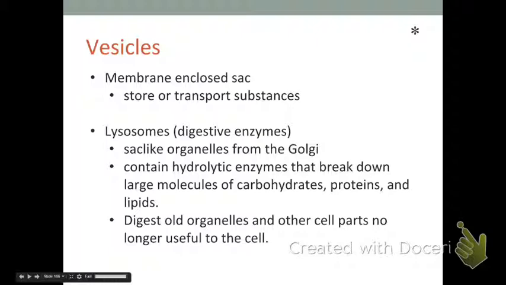All right. Now a vesicle is a membrane-enclosed sac. So it's a little pouch basically. And their job is to store or to transport different kinds of molecules. Vesicles are usually categorized by what they contain. So vesicles that contain digestive enzymes, things that will break down big molecules, are called lysosomes.